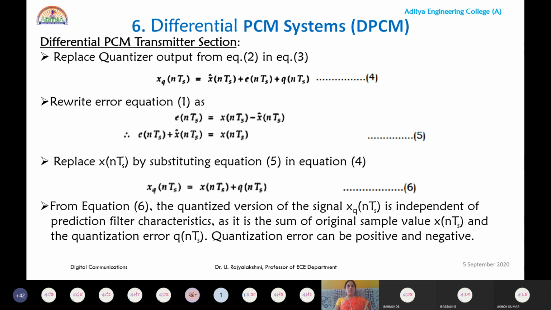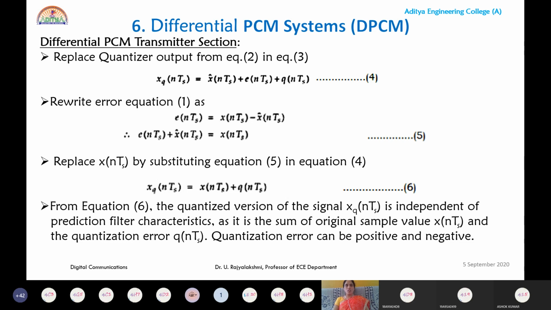What it is doing? You are going to predict the present sample data, that is X of NTS, by using past sample data, that is X cap of NTS. You are going to predict that. So that's why the filter used in the feedback section is called the prediction filter. So from equation 5, you can conclude that the filter used in the feedback is called the prediction filter, because you are going to predict the present sample value by using the past sample data, that is X cap of NTS.